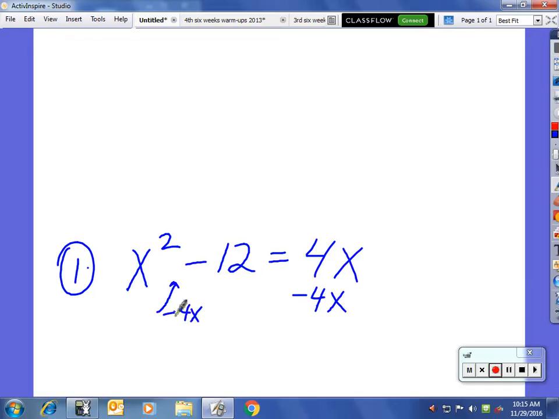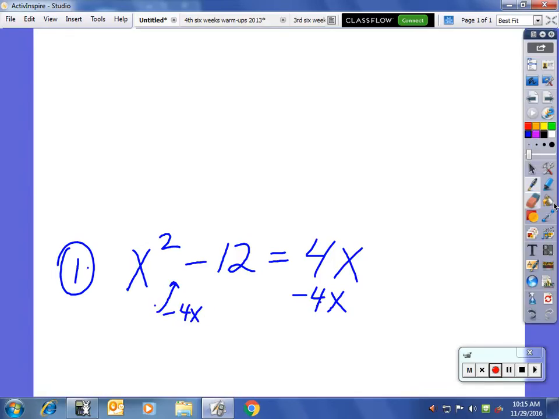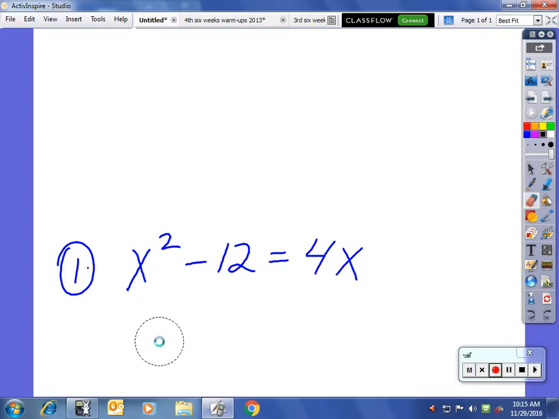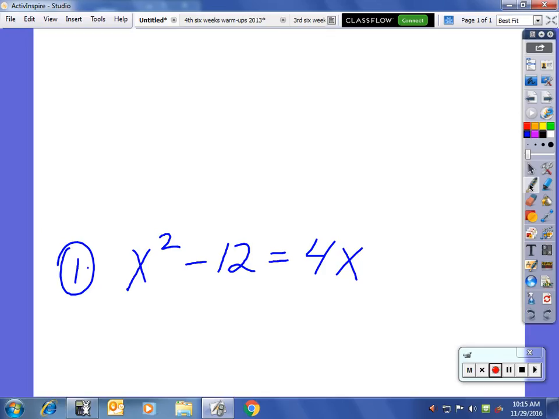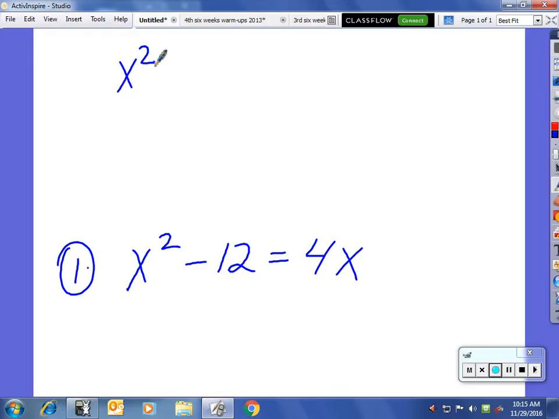Now, normally I don't write this step. I just kind of look at it, and you got to understand if I'm moving that 4x to the other side, it's going to change signs because I got to subtract 4x's to make that go away. So let's rewrite this now in standard form. It would be x squared, then what? Minus 4x minus 12 equals 0.